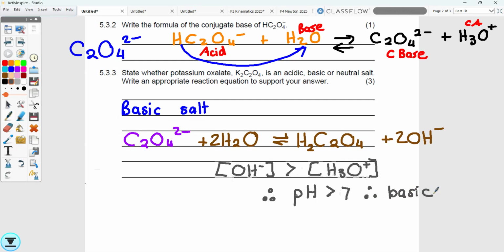Can we still do the K plus reaction? You can, but it's pointless because it's strong. If you did K plus with water for hydrolysis, what it would like to form is KOH plus H plus. But what do you know about this? Single arrow. That's why we don't write that reaction, because it won't take place.